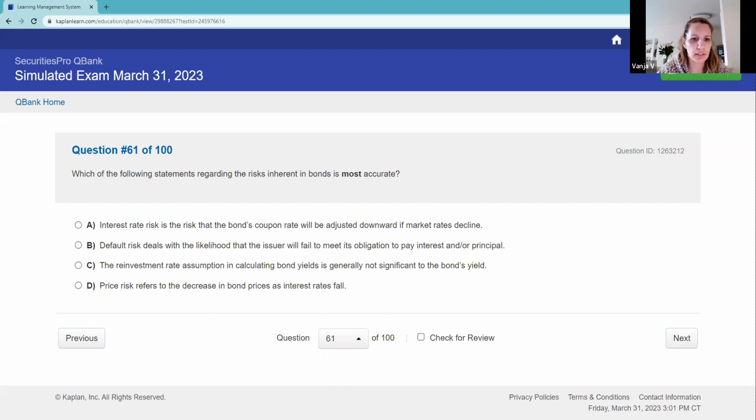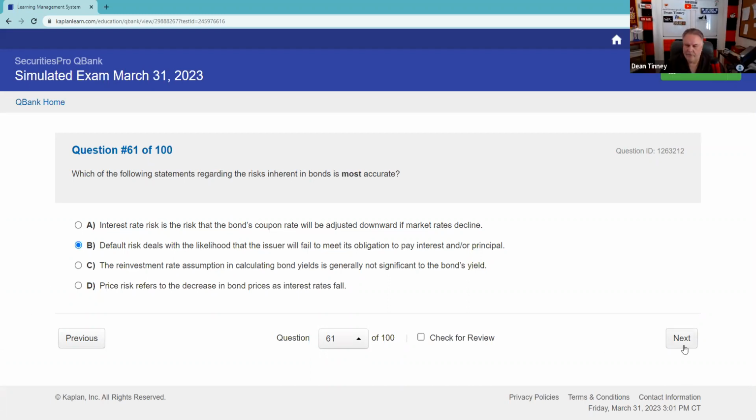Default risk deals with the likelihood that the issuer will fail to meet its obligation to pay interest and/or principal. B is in. You are correct. The two risks are interest rate risk and credit risk, and you were on to the interest rate risk offers, so you were not accurate.